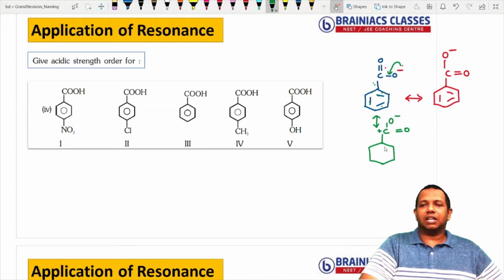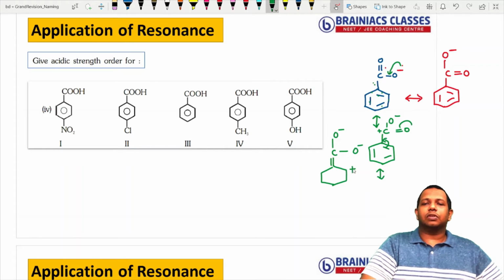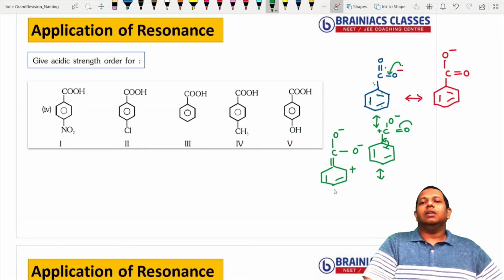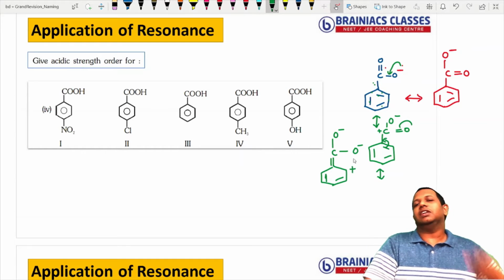Here plus charge, here double bond, here this one, this one. So here next step what will happen? You can see here the double bond will shift in this direction when positive charge is present here. So you will have this one. Then this will polarize again, here O minus, and here O minus. So here positive charge will come like this. So another form of conjugation is present like this.